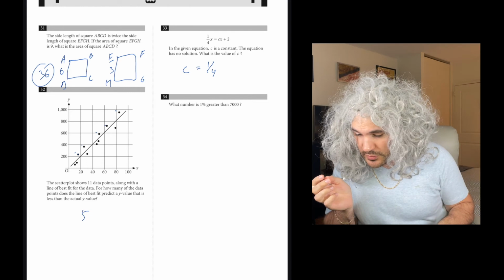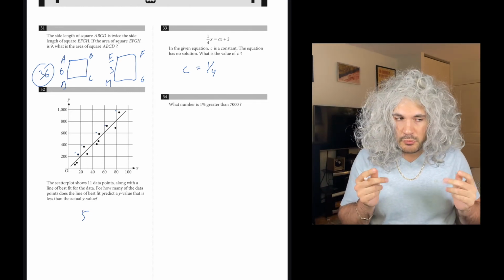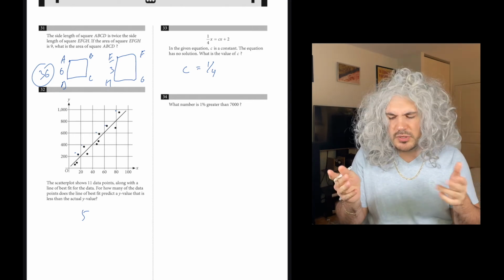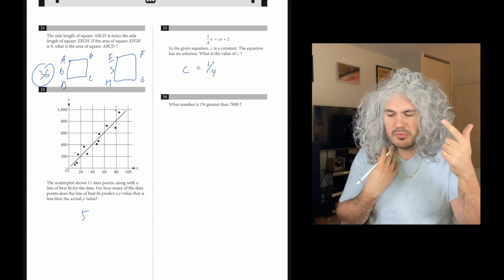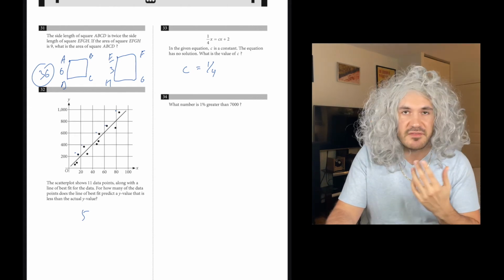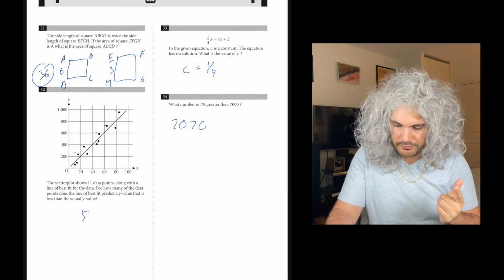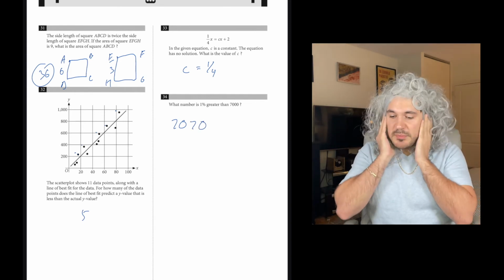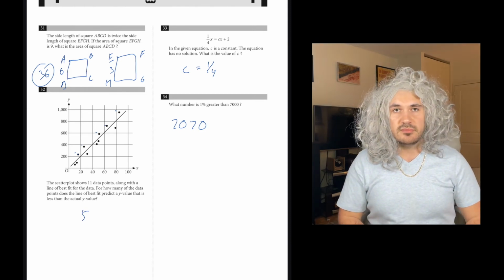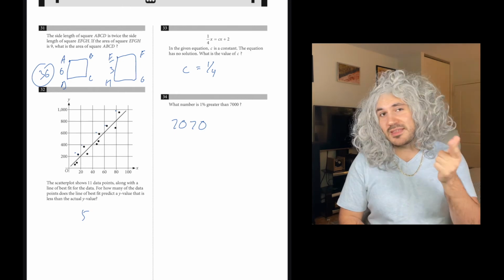What number is 1% greater than 7,000? Who can do the math in their head? What's 1% of 7,000? If you don't know, just use your calculator. But it should be 70. Which means the number that is 1% greater than 7,000 is 7,000 plus 70, which is 7,070. Common mistake here is people get what is 1% of 7,000 instead of what number is 1% greater than 7,000. Don't make the mistake.